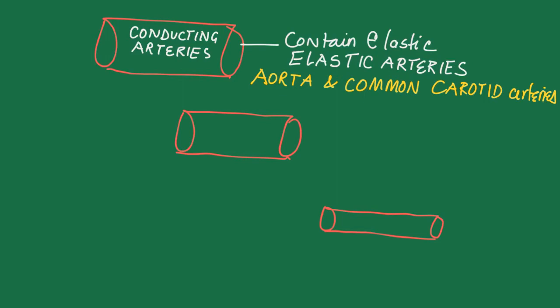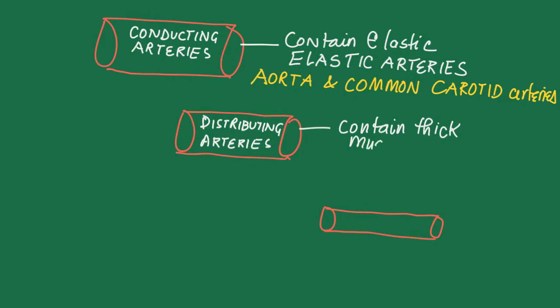The next type of arteries are distributing arteries. As the name indicates, they distribute blood to organs. So they must respond to the needs of an organ. If an organ needs more blood, they will vasodilate, and if an organ needs less blood, they will vasoconstrict. In order to do this, they need smooth muscle. So these arteries are also called muscular arteries because they have a thicker muscular wall.